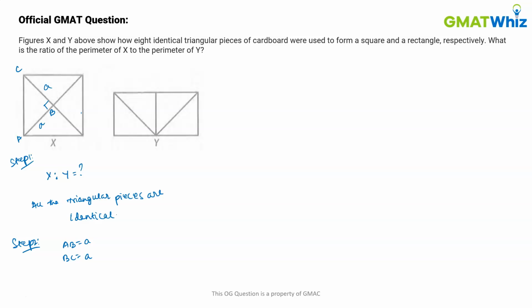If we redraw the triangle ABC, we get that the hypotenuse is unknown, and AB and BC are equal to A. So we can find the hypotenuse AC, which will be equal to the square root of A squared plus A squared, which equals the square root of 2A squared, or root 2 A. So the length of AC is equal to root 2 A.